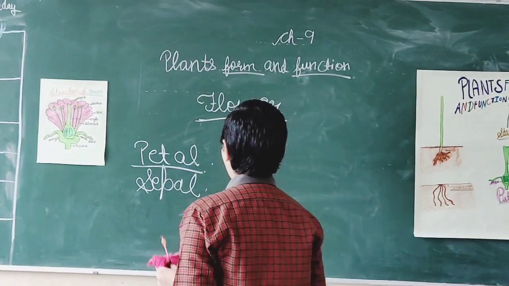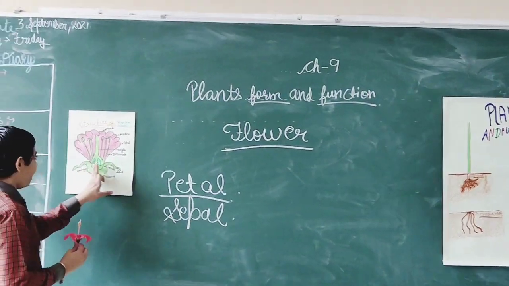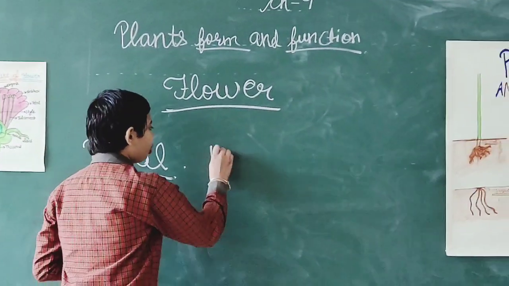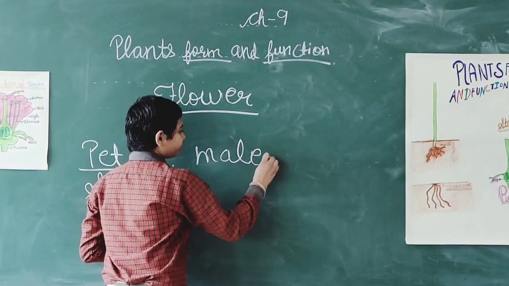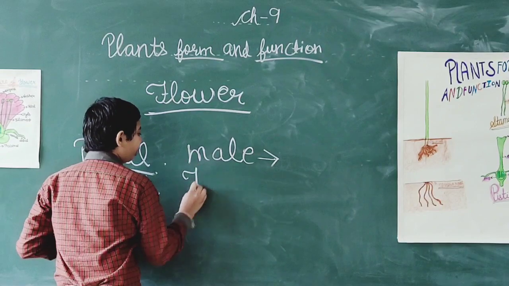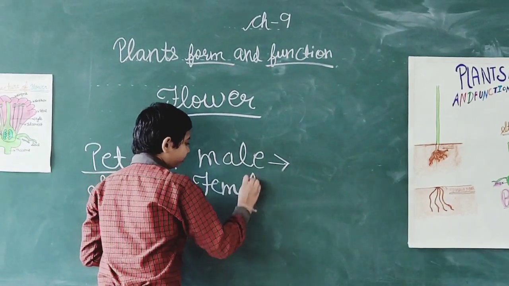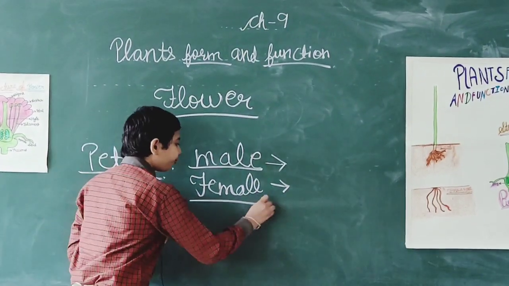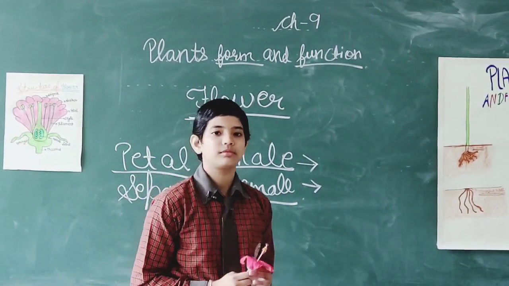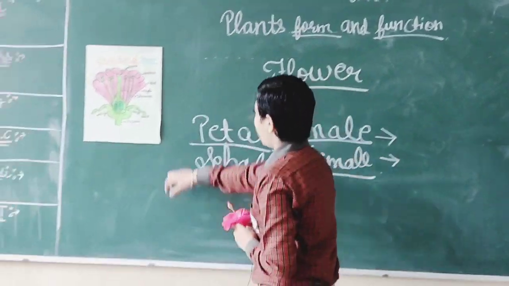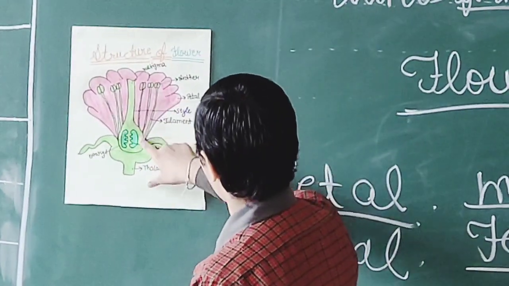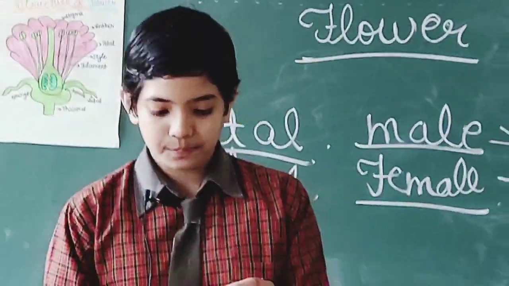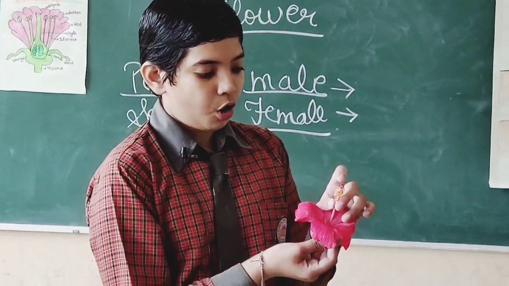As you can see here, this is the female portion. In our flower, there is one male portion and also one female portion. As you can see in the diagram, this is the male portion of the flower.